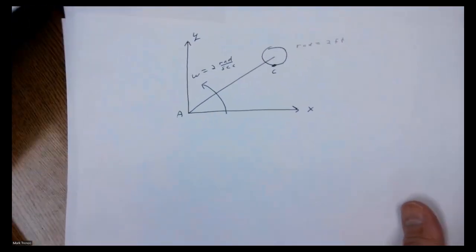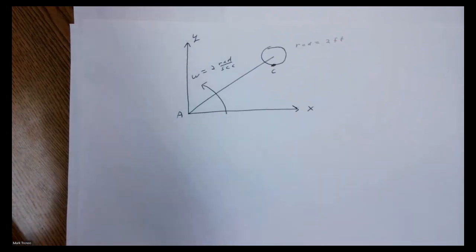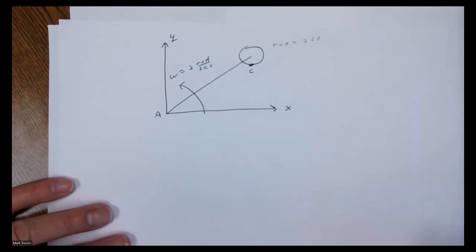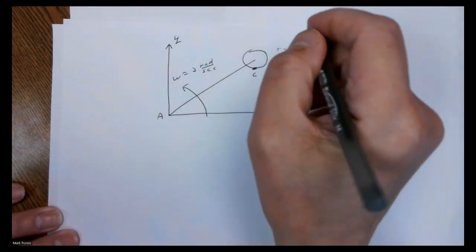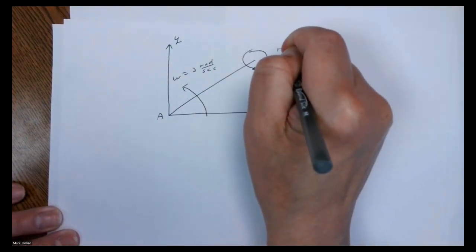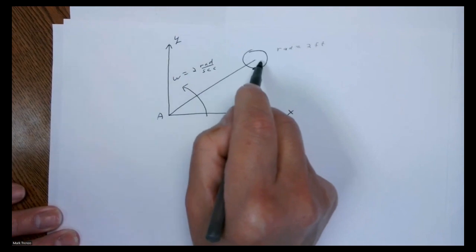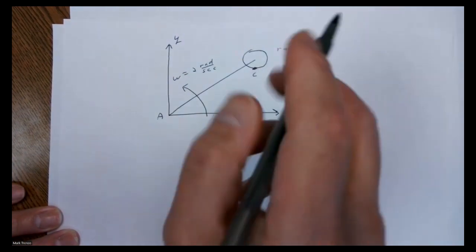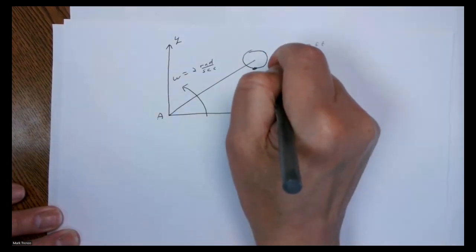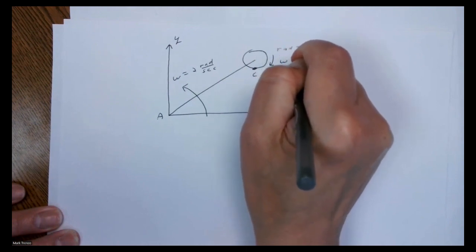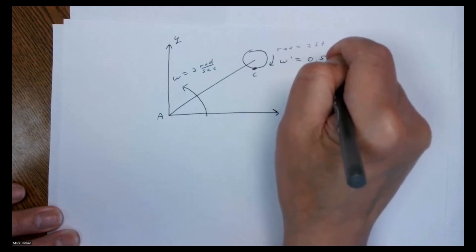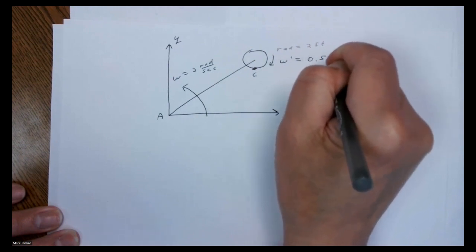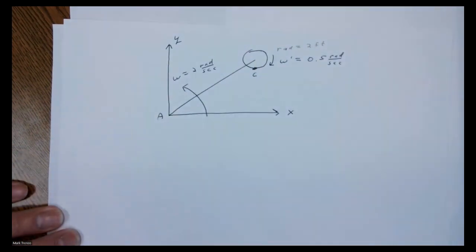So in this case here, again, we have this big arm like this. And now we're told that, again, the radius of this round circle here is 2 feet. And they call this omega prime, and this is going to be 0.5 radians per second, like this.